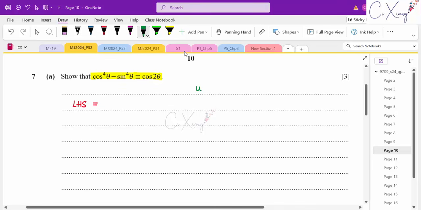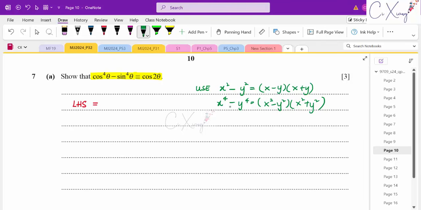Okay, basically I want to use the formula where x squared minus y squared can be written as x minus y and then x plus y. So same thing happen if let's say I'm having x power 4 minus y power 4. Then if I want to separate them, I will be having x squared minus y squared, then x squared plus y squared. Okay, so basically I'm using this. Yeah, so your cos is like your x, then the y will be the sine.